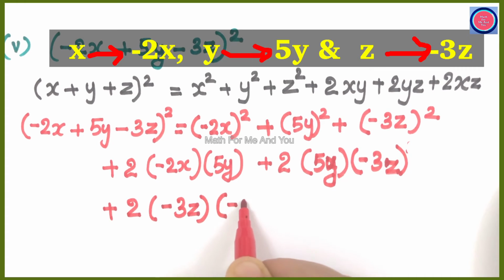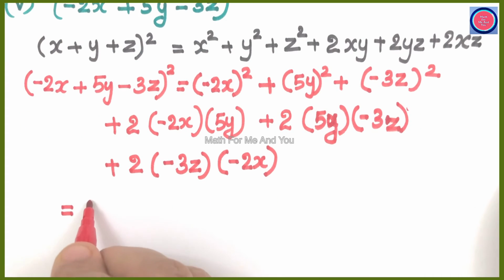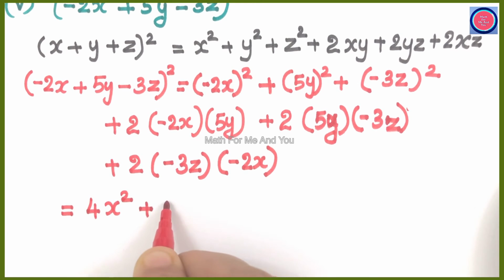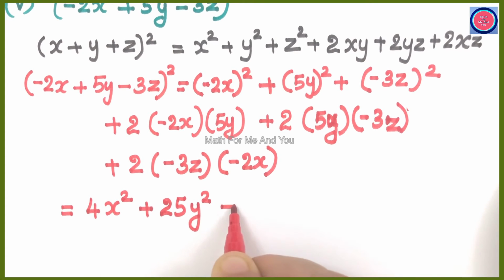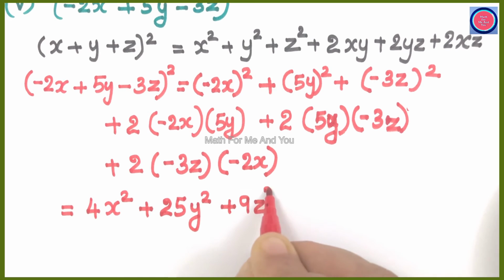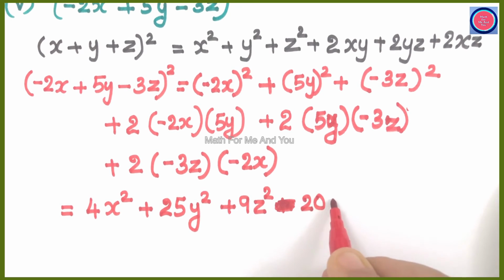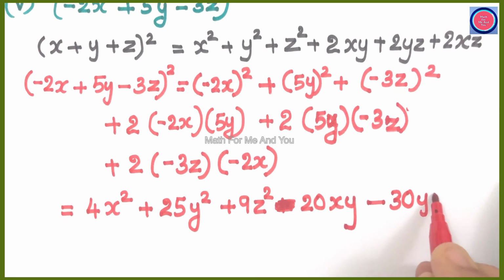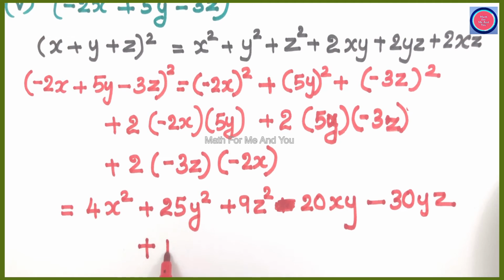Here I have written a z term first. Now we can simplify each term. Minus 2x the whole square is 4x square plus 5y the whole square is 25y square plus 3z the whole square is 9z square. Next term, 2 times minus 2 times 5 is minus 20, x and y, that is xy, minus 20xy. Then 2 times 5 times minus 3 is minus 30yz. Last term, 2 times minus 3 times minus 2, minus minus plus, 3 times 4 is 12xz. So we get the expansion.